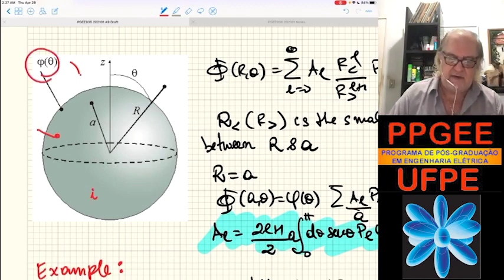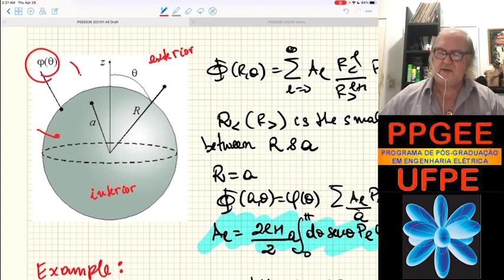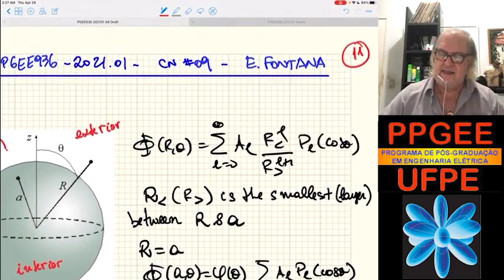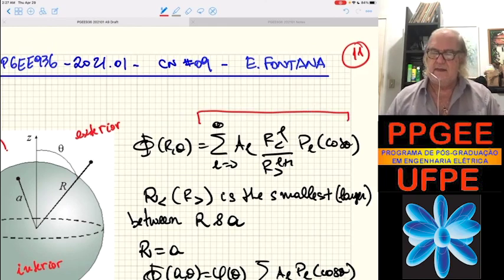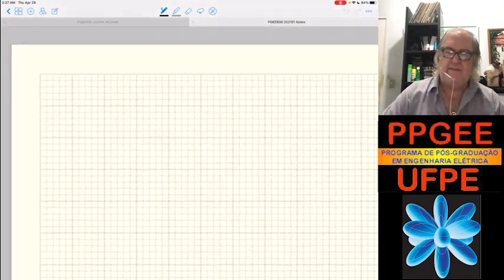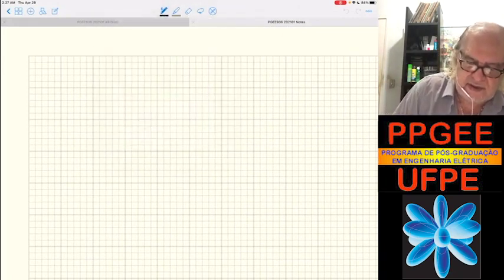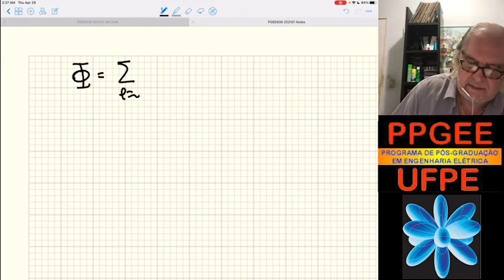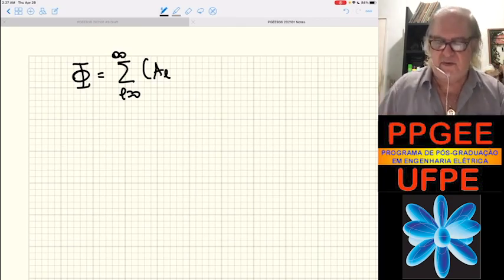So you have the interior problem and the exterior problem, right? So the general solution is something like this. I mean, this general solution can be expressed in this form. I'm going to show you how, okay? That's the way we express it to try to solve the problem.